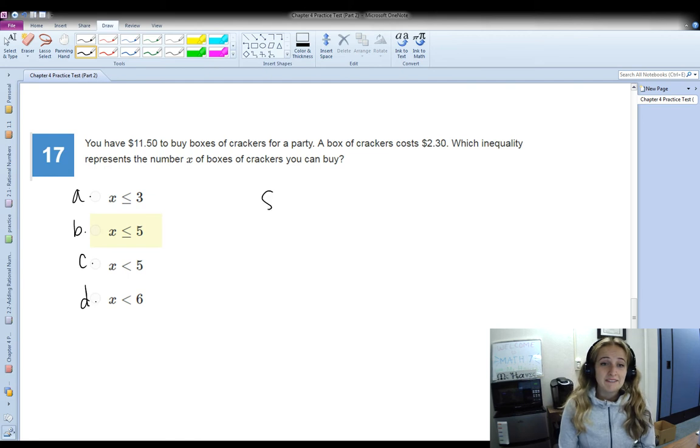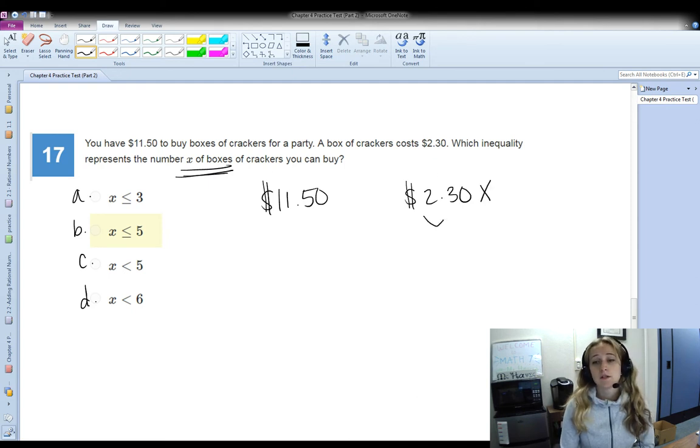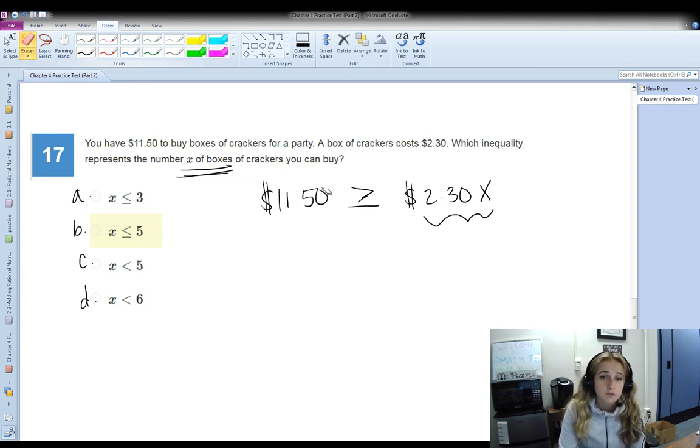Okay, so we have $11.50 to buy crackers. A box of crackers costs $2.30. And we don't know how many boxes of crackers we buy. So the X is going to be on the $2.30 since it costs $2.30 for a box of crackers, and this is the amount of boxes of crackers we bought, okay? So we have $11.50 to buy boxes of crackers for the party. So to set this up, that means $11.50 is the most we have, okay? So we either need to be at $11.50 or less than $11.50 in order to have enough money to buy these, okay? So we have our inequality.